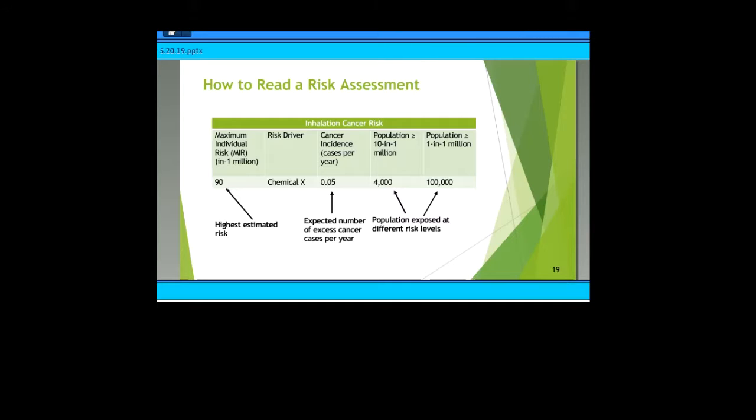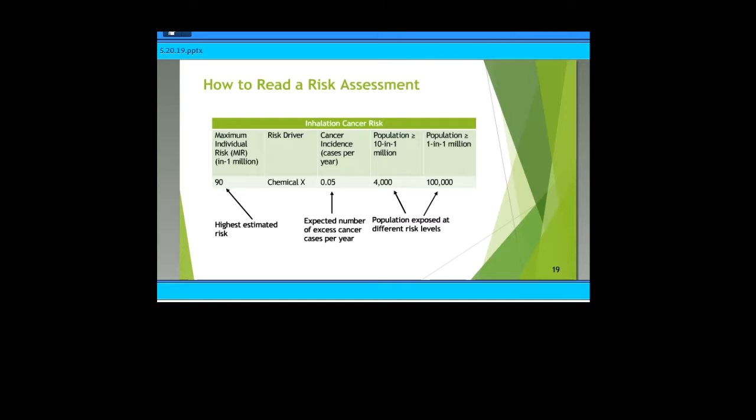So how to read a risk assessment. Next week you'll see a table probably very similar to this one, and I'll just walk you through how to read it. Usually we have several columns. We've got this maximum individual risk, and again, it's not a real individual; it's the highest concentration. We have what we call the risk driver. What chemical is responsible for the majority of the risk? Sometimes there are several chemicals, and sometimes there's just one. The Willowbrook facility for Sterigenics only emits ethylene oxide, so you're just going to see one chemical in that column, and it's going to be ethylene oxide, obviously.